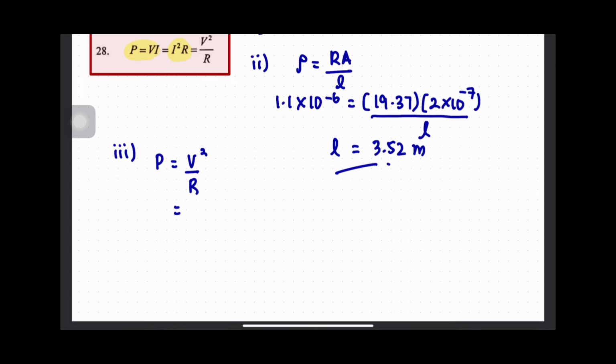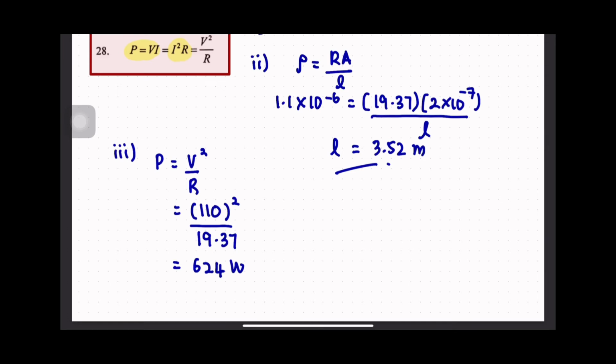Okay, you kena ambil yang berkait lah. Maksudnya you ambil V lah. You ambil yang ada equation V squared adalah 110 power of 2, you bagi dengan resistance 19.37. So 110 power of 2 bahagi dengan 19.37. So, you akan dapat 624 watt. Kenapa kita tak guna P sama dengan VI?